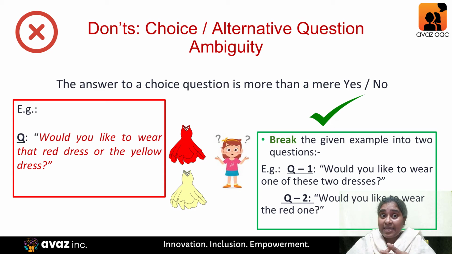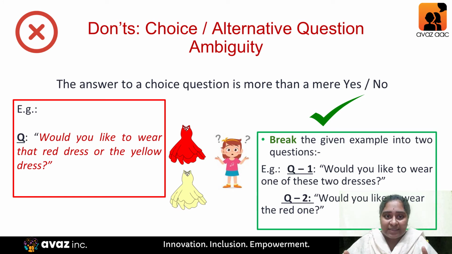The second type of ambiguity is choice or alternative question ambiguity, where the answer to a choice question is more than a mere yes or no. For example, if you ask your child, "Would you like to wear red dress or yellow dress?" and the child says yes, you wouldn't know if the yes implies the red dress or the yellow dress. To solve this confusion, break the question into two different segments.